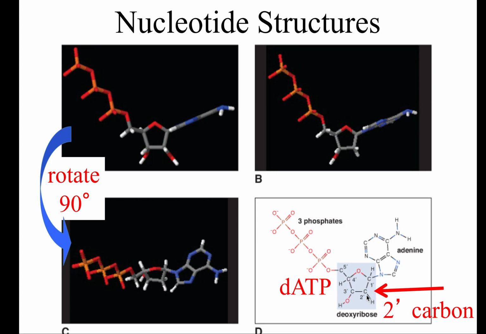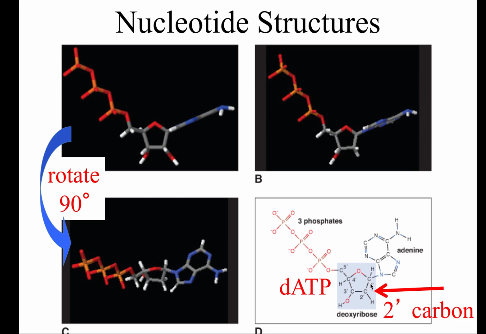This carbon right here is the one that's missing the extra oxygen in DNA, and that's why it makes it deoxyribonucleic acid. If this was an RNA sugar, it would have an oxygen, just like there's an oxygen over here. So one thing that's really important in looking at the structure of DNA is the numbering of these carbons on the sugar. So this is number 1, number 2, number 3, number 4, and number 5. These are the carbons on the sugar. Again, number 1, number 2, number 3, number 4, number 5.